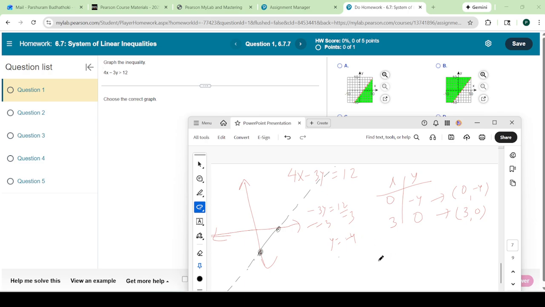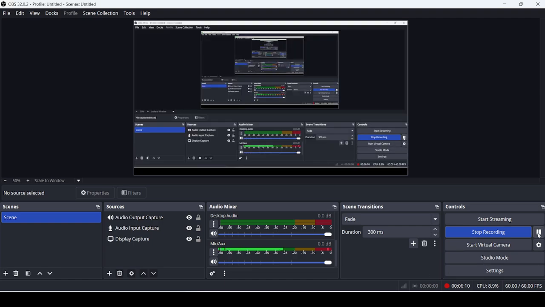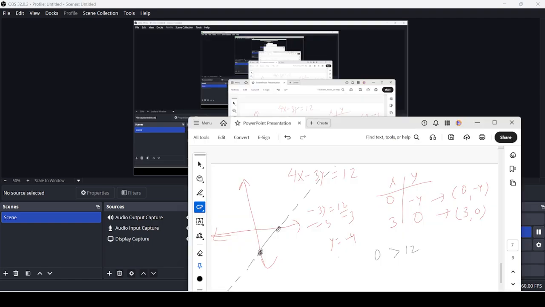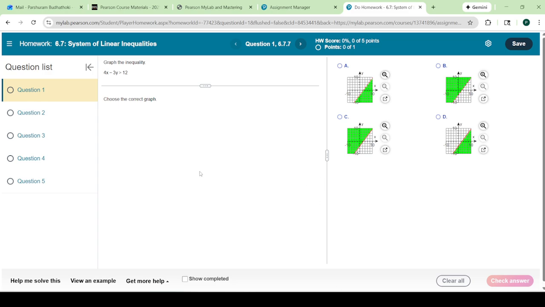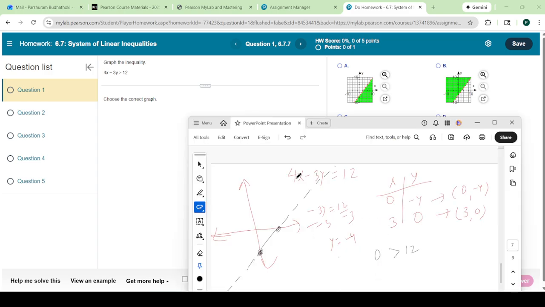inequality. If I do that, that will be 0 greater than 12. So if I put x equal to 0 and then y equal to 0 here, as you can see, 0 is greater than 12, which is false. So that means 0, 0 is not part of the solution, so it's supposed to be the other half. So this plane is supposed to be the solution of this inequality.